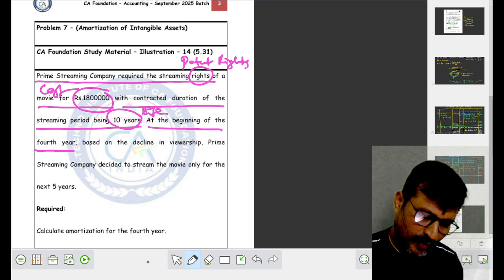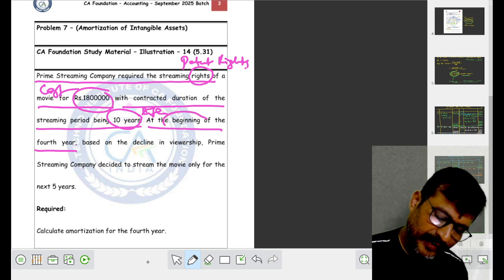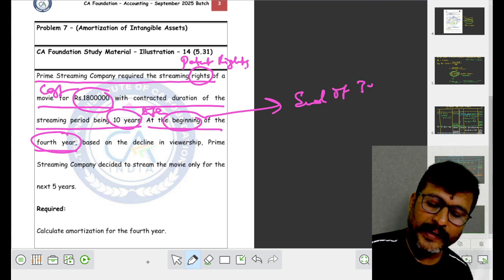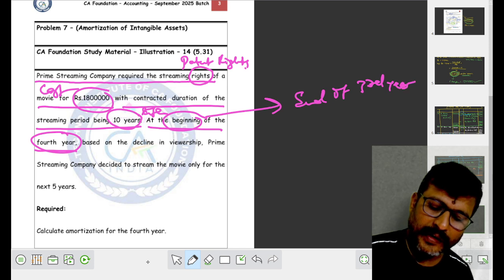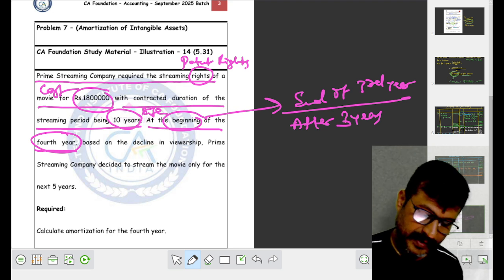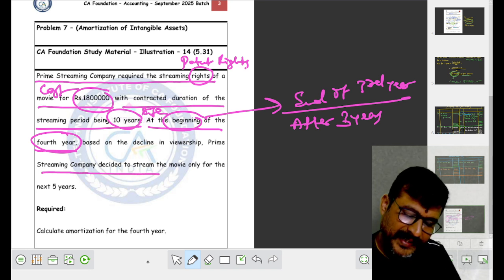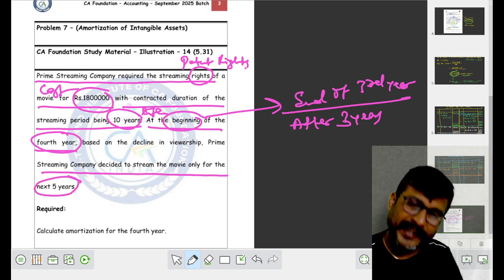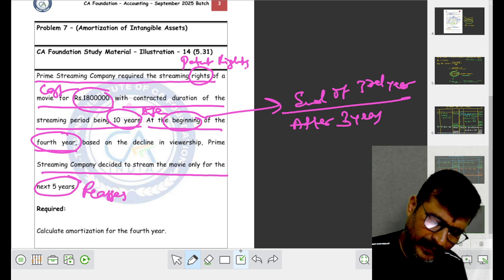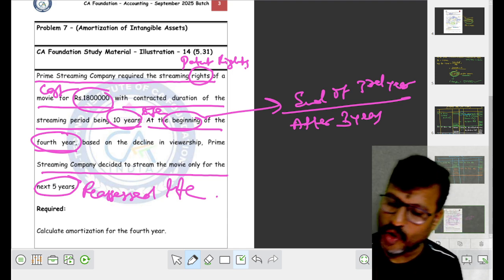At the beginning of the 4th year, beginning of the 4th year means end of 3rd year. Beginning of the 4th year means what? End of 3rd year means after 3 years. Based on the decline in viewership, Prime streaming company decided to stream the movie only for next 5 years. Next 5 years is your reassessed life. Okay, shall we go for solution?